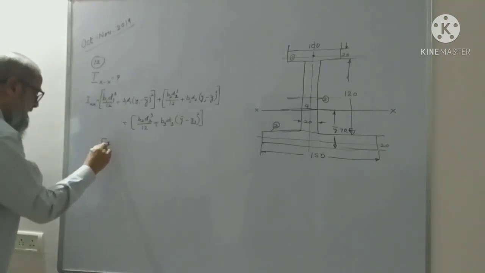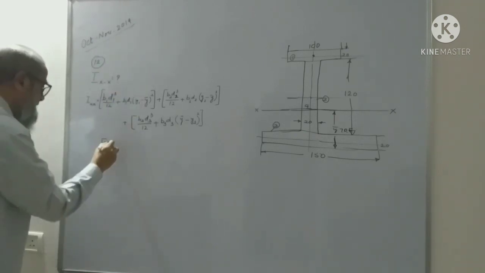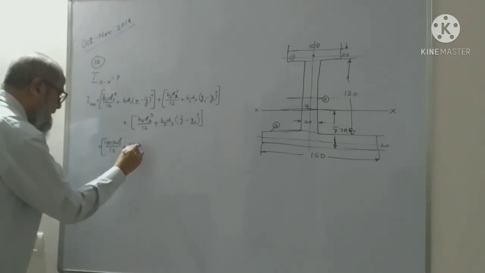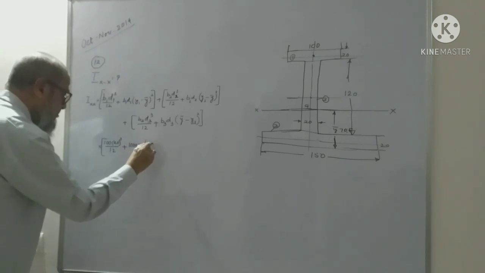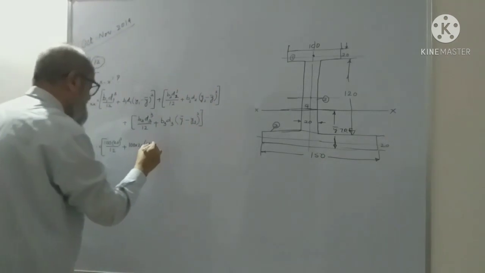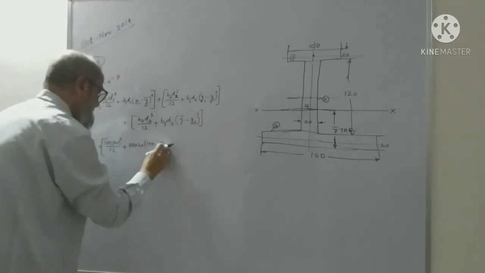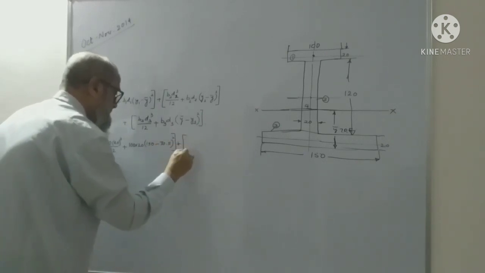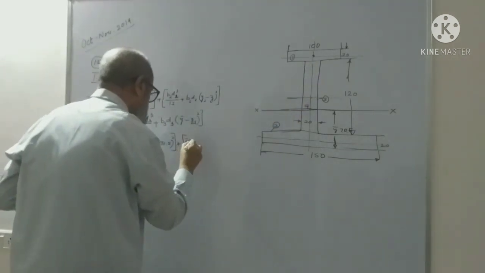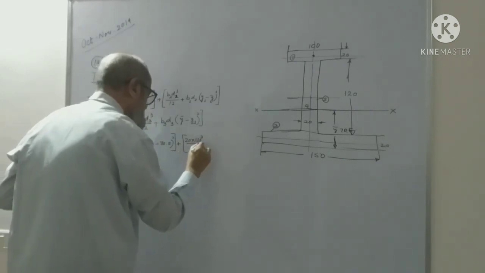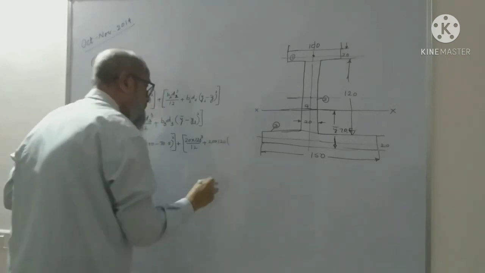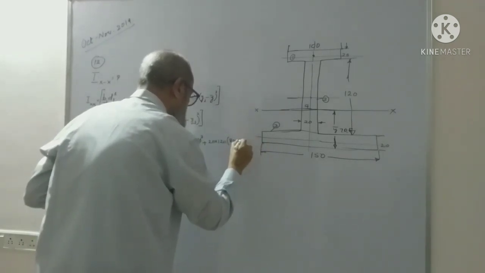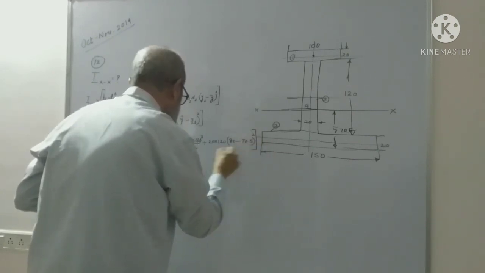B1 is 100, D1 is 20, so 100 into 20 cube divided by 12, plus B1 D1, 100 into 20, multiplied by Y1, I think 150, 20 plus 120 is 140 plus 10, 150, minus 70.5 the whole square, plus B2. Now B is this, 20, D is 120, so 20 into 120 cube divided by 12, plus 20 into 120 into Y2, which is 80 minus 70.5 square, that is the second one.